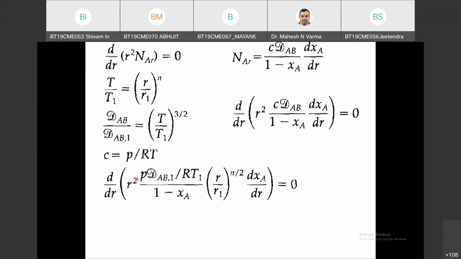Now you can see this pressure. This is total pressure. This is DAB at temperature T1. This is also constant, and this R is also constant. T1 is also constant. So this term is constant. Because of variation of temperature in R direction, this term will get added here.